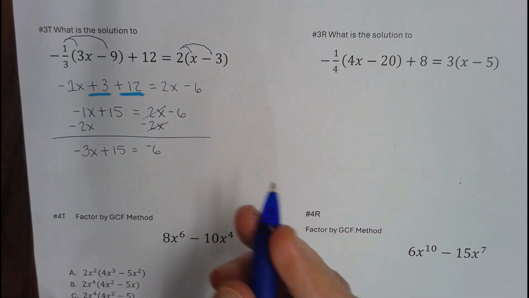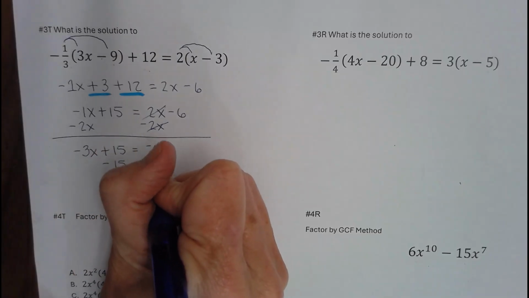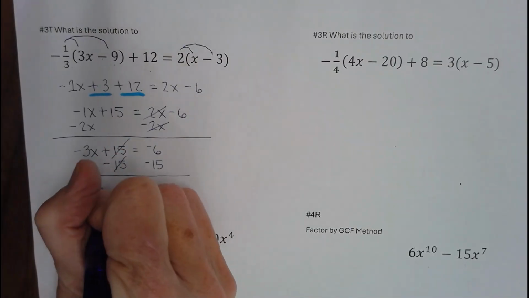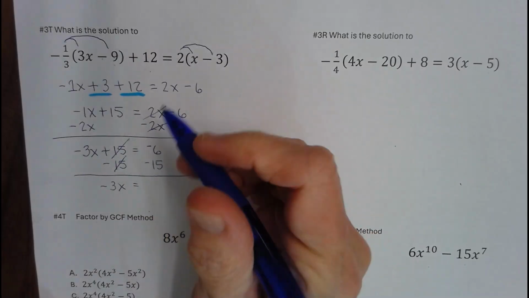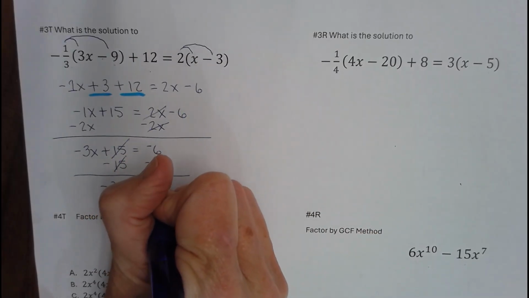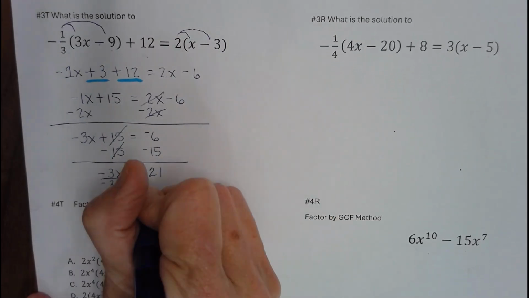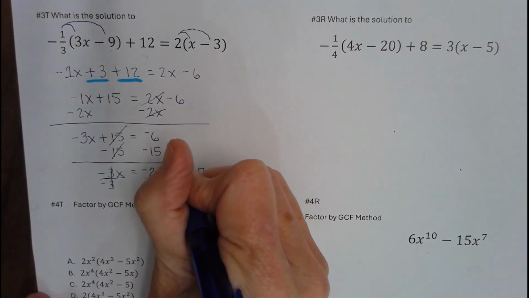Now we have a two-step equation. I'm going to subtract 15 on both sides. Bring down negative 3x. Bring down the equals. When I combine over here, I get negative 21. And now, last step, I'm going to divide both sides by negative 3. So my answer is 7.